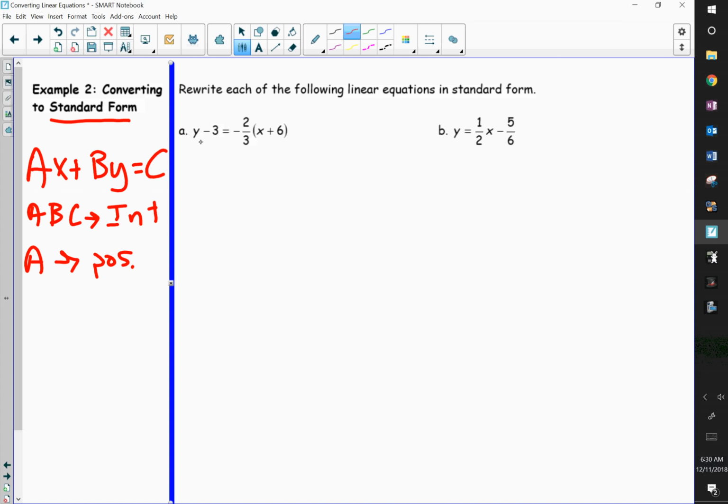So again, this first equation is given to you in point slope form. Your job is to get the x and the y on the left-hand side, all the numbers on the right-hand side. So first step, like before, is distribute the negative 2/3, or distribute the negative outside the parentheses. You get negative 2/3 x. Negative 2/3 times 6. 2 times 6 is 12, divided by 3 is 4, so that's minus 4.